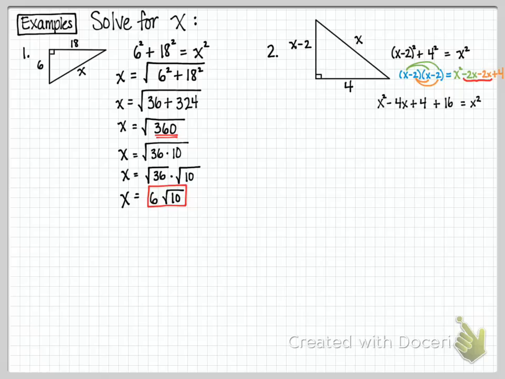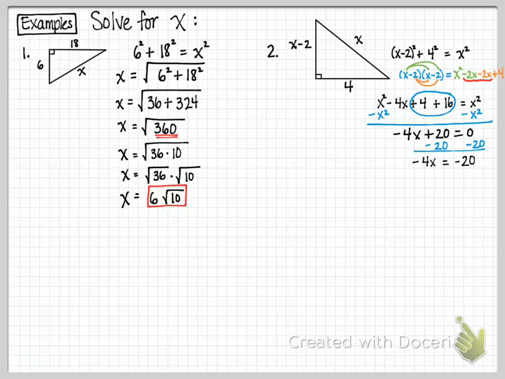And that all equals x squared. Now we're going to subtract x squared from both sides, and we're going to collect these two terms together. So when we do that, we get negative 4x plus 20 equals 0. We're going to subtract 20 from both sides. And lastly, we will divide both sides by negative 4, getting x equals 5. And so we've solved for that problem.